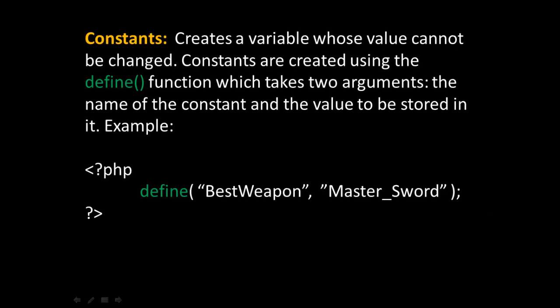PHP also supports constants, like when you use the keyword final in Java, or the keyword const in C++. Constants create a variable whose value cannot be changed. Constants are created by using the define function, which takes two arguments, the name of the constant and the value to be stored in it. So if you look at the following bit of code, in this case, we're defining a constant named best weapon, and its value, of course, would be master sword, if you're a Zelda fan.